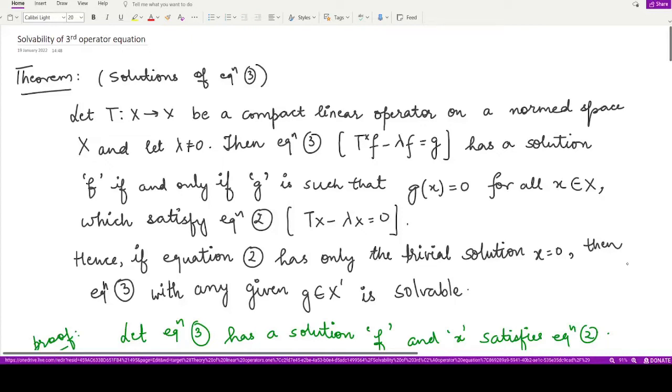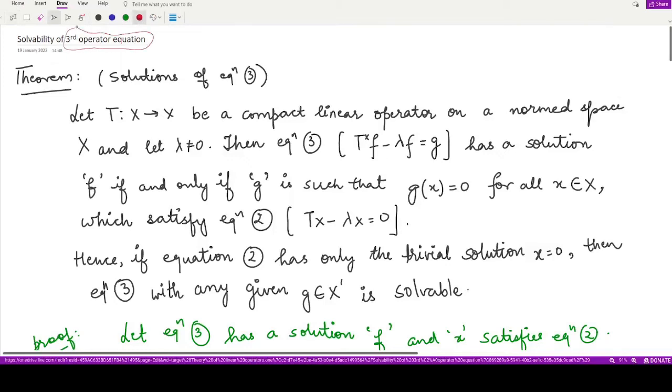In the previous video we have seen how we can calculate whether the first operator equation is solvable or not, or what is the combination of operator equations by which we can solve that particular equation. So we saw in the previous video how to solve the first equation, that is connected with the fourth operator equation. So here we'll talk about the solvability of the third operator equation.